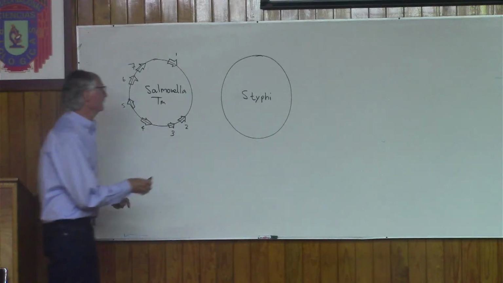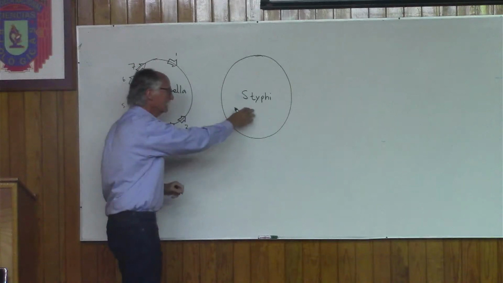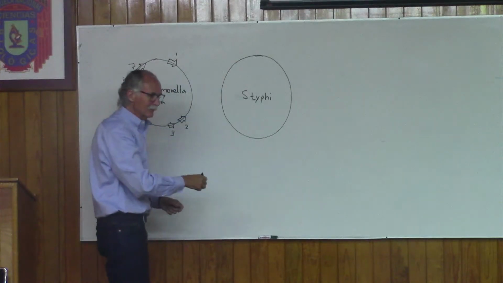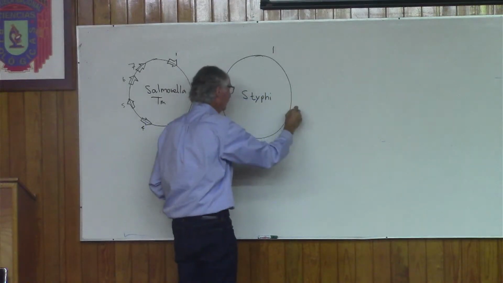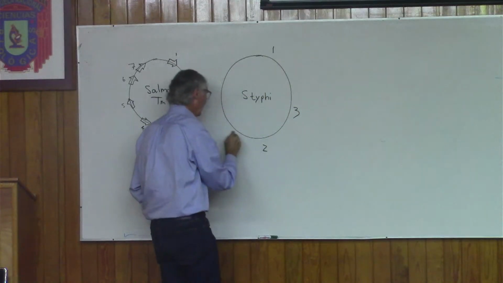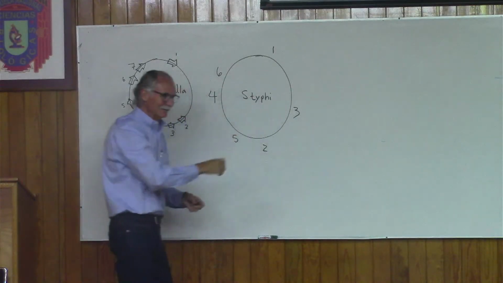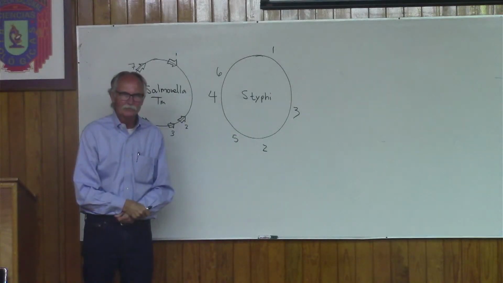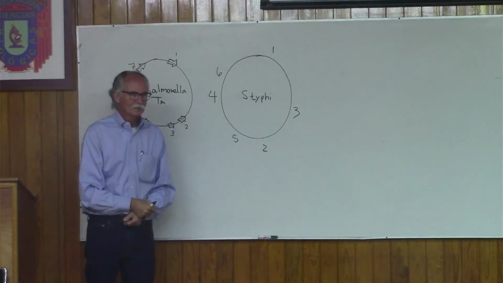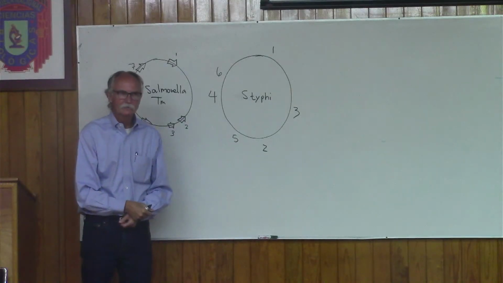Now, if you look at Salmonella typhi, they're scrambled, right? So sometimes it will be 1, 3, 2, 5, 4, 6, and so on. Sometimes it will be anything else. Every combination you can think of. When you go to the outbreaks of typhoid fever, they're different. They're all different, right?